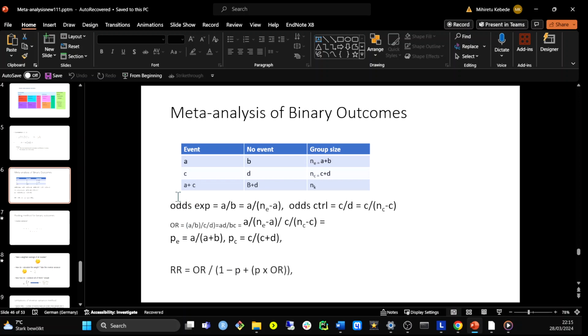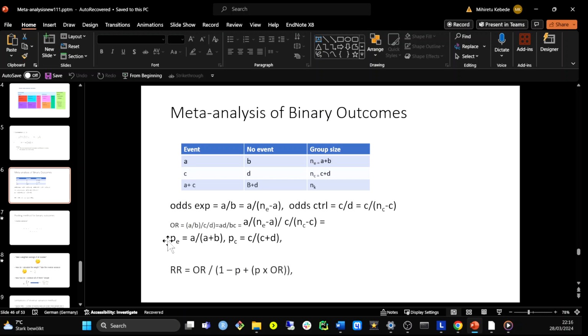That will be the odds ratio, but then the risk ratio is based on probability. That means the probability of disease among the exposed, which is A over A plus B, over the probability of disease among the non-exposed, which is C over C plus D. And if you take the ratio of the two probabilities, you get the risk ratio. That's how we calculate the risk ratio.